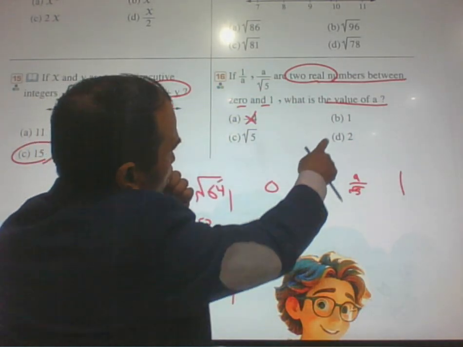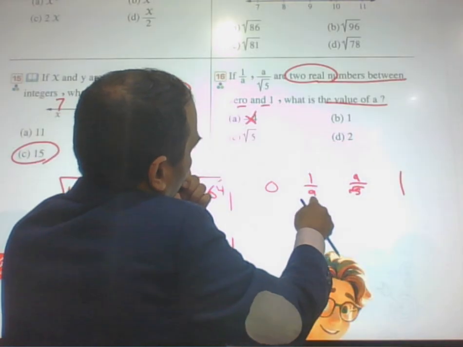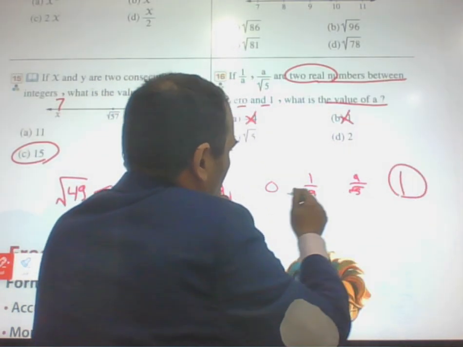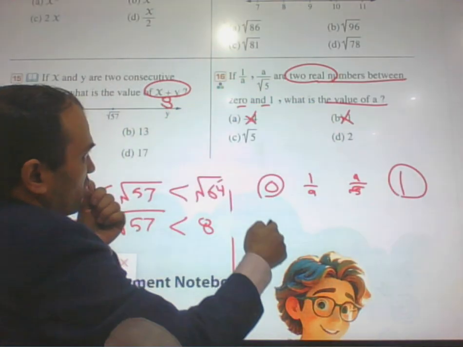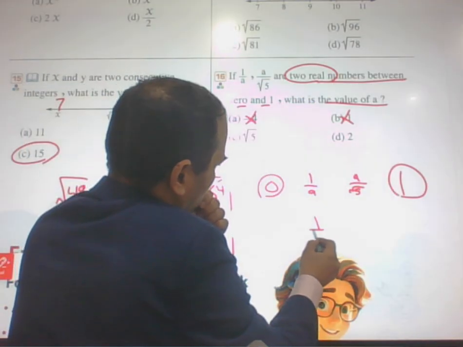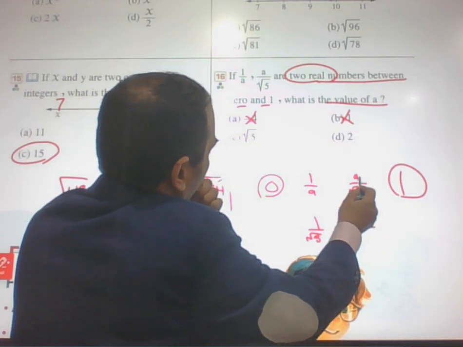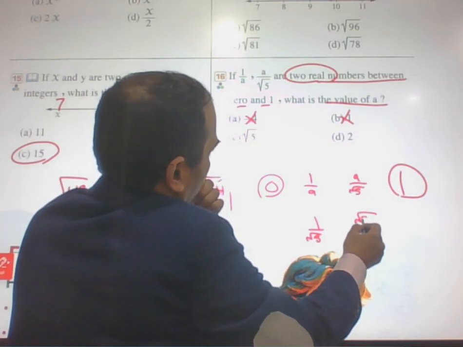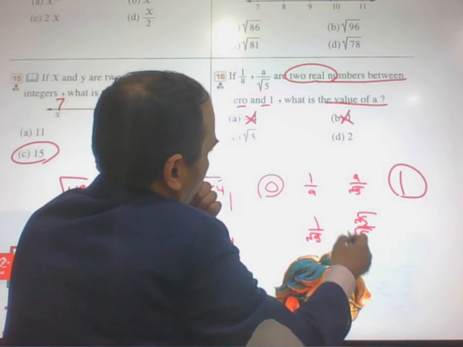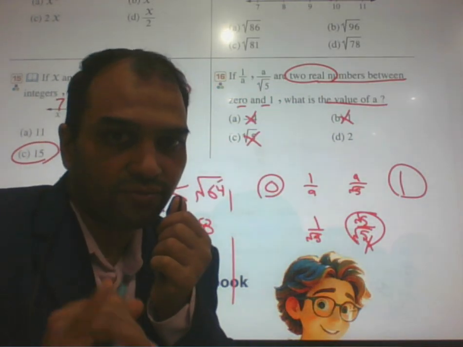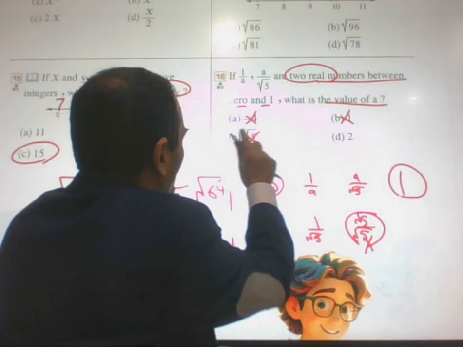Put 1. If we put a equal to 1 here, 1 over 1 equals 1, so it's not correct, because I want a number that lies between 0 and 1. Now I will put root 5. Here 1 over root 5, and here if we put a equal to root 5, it will be root 5 over root 5, which is 1, so it's wrong also. So we can't choose negative, or 1, or root 5.